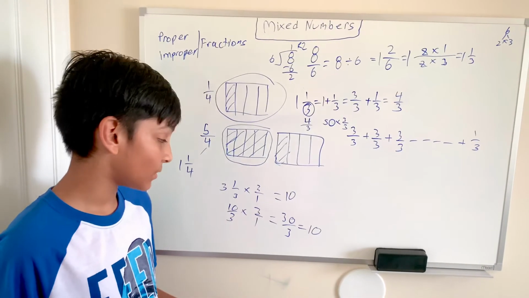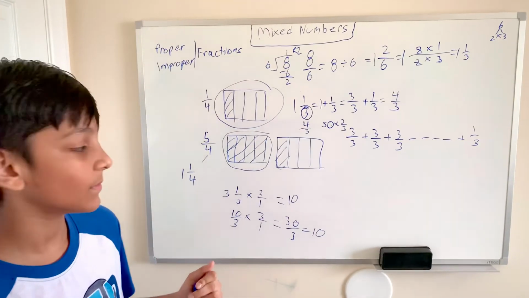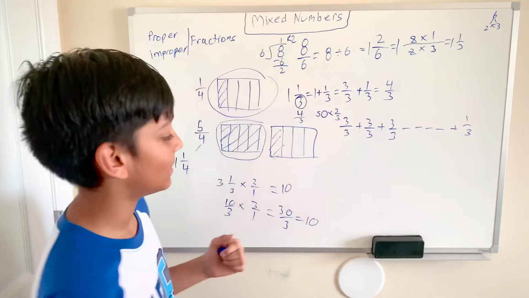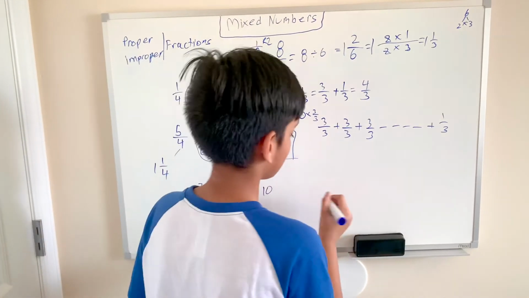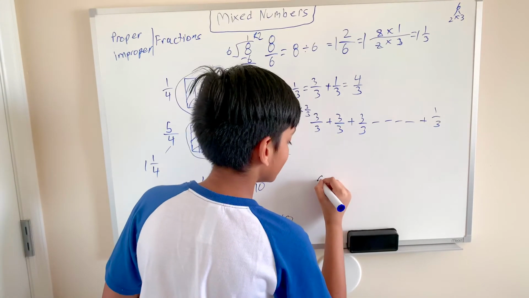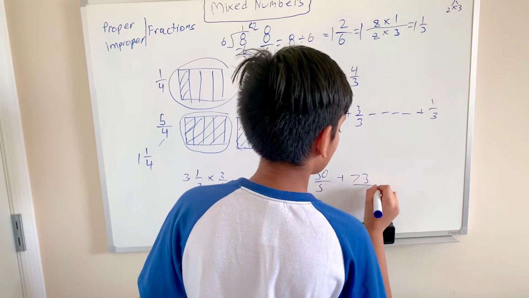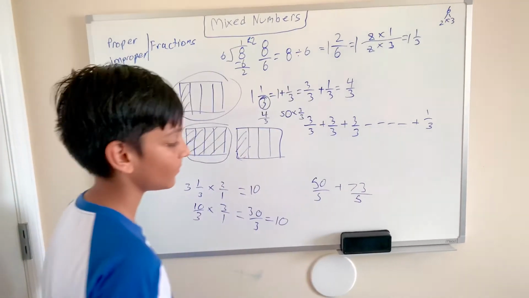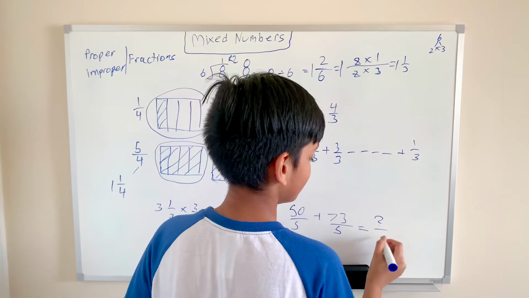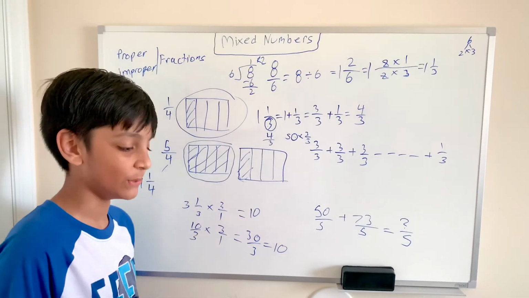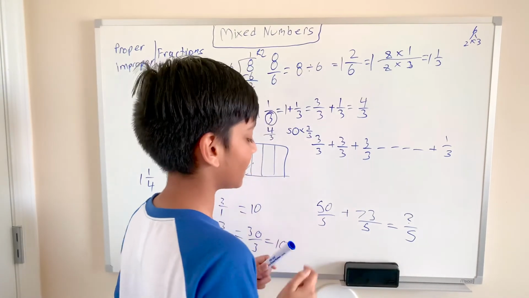And mixed numbers can be used in addition. Say you have some really big number, and then let's draw some big numbers. So 50 over 5 plus 73 over 5. You would get some big number, and then you will have a hard time reducing. So to make your life easier, you could turn these into mixed numbers.